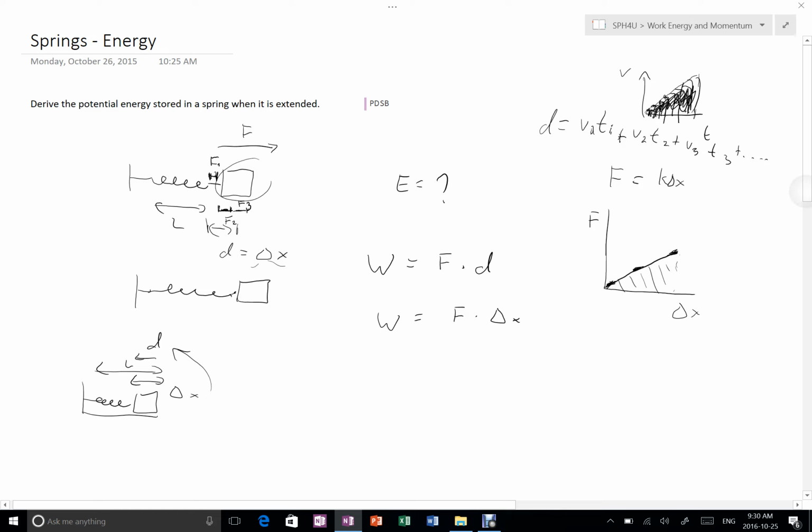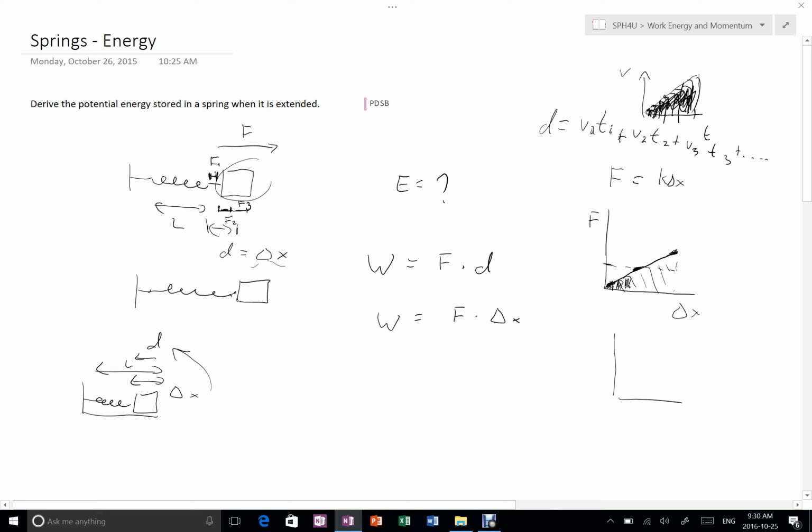You could make the same argument here. Force times delta x gets me this one. Force times delta x gets me this one. Force times delta x gets me this one. But if I want to represent that area with just one value for force instead of doing all these little things, since it's linear, what I can do is I can use the midpoint.